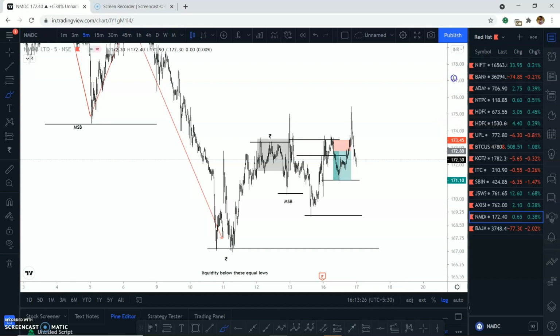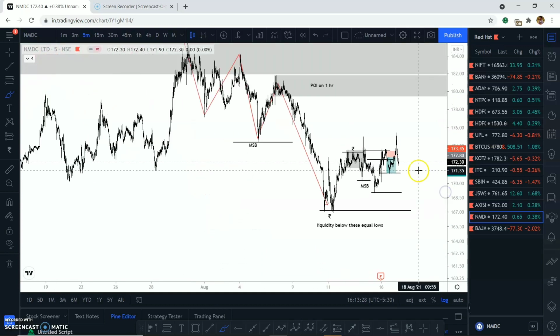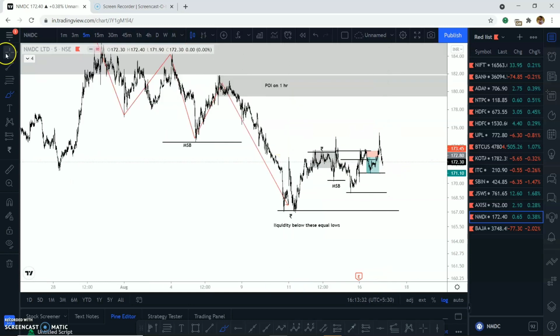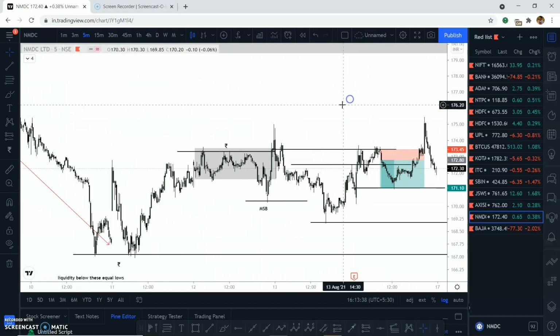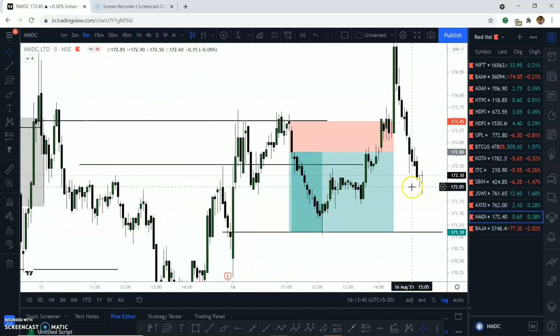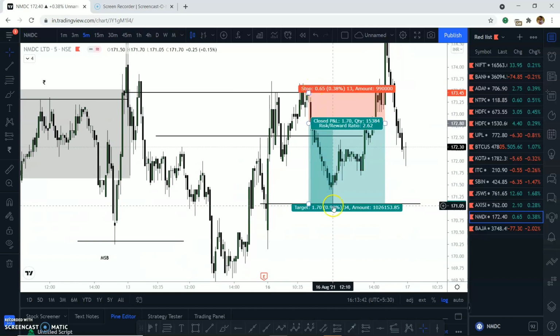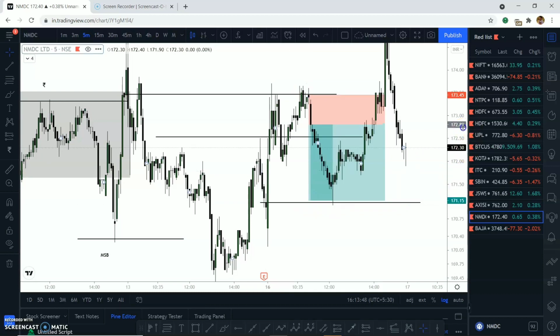So in this video, I'll be discussing the chart that I have, the trade that I have taken today, and what was the reason behind it. Alright, so this is NMDC and this is where I went short in this particular trade. This was the target. I got around 1 is to 2.5, to be honest.